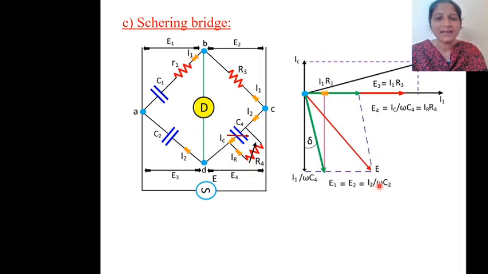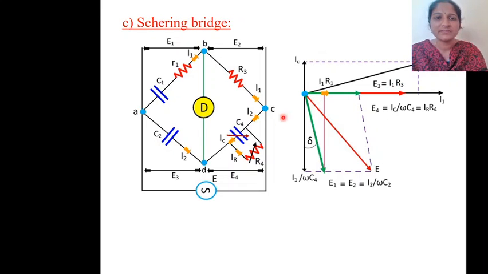So the I2 direction will be perpendicular to this vector. Perpendicular means this is the I2 direction. You need to draw this current here, from which E1 is equal to E2 you got. Now you need to solve what is E3 and what is E4. E3 is a purely resistive term, that is I1 R3, so that will be in the direction of I1 only. As I1 is in this direction, I1 R3 will also be in the same direction. So E3 is equal to I1 R3.